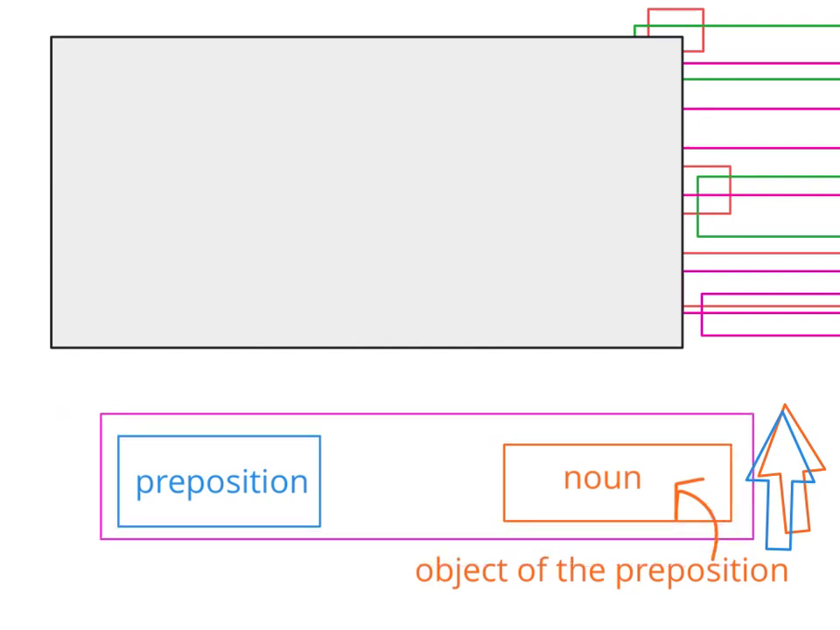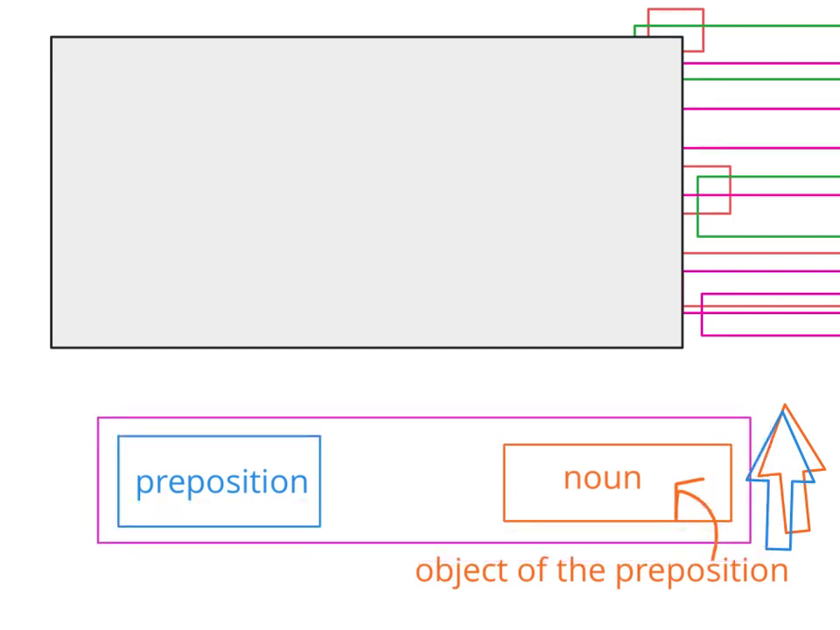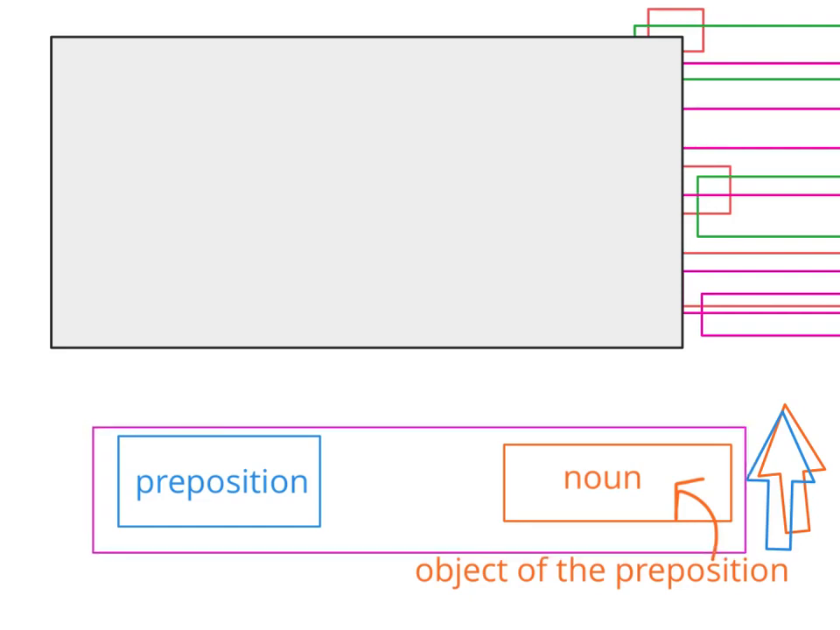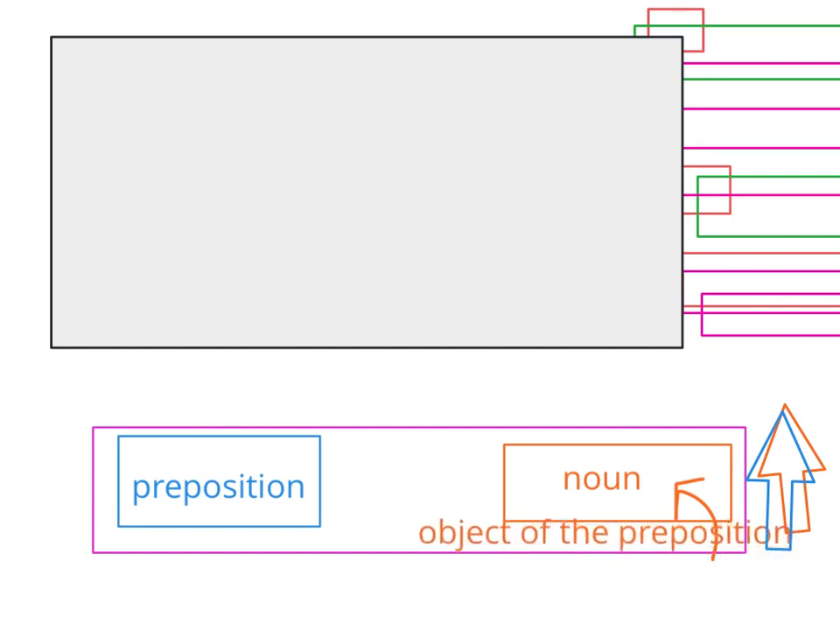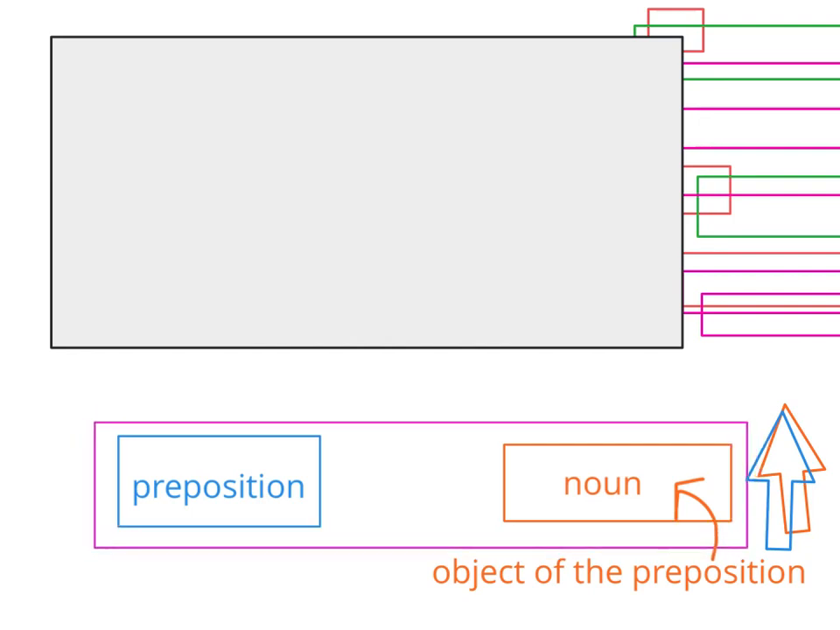So here in my pink box, I can see this is going to be my prepositional phrase. All of the words in this pink box are going to be the prepositional phrase. The first word at the beginning will be the preposition, and the last word at the end will be a noun, and this is called the object of the preposition. We call it an object because it's a noun, and it is not the subject of the sentence. The noun that's inside a prepositional phrase can never be the subject of the sentence.